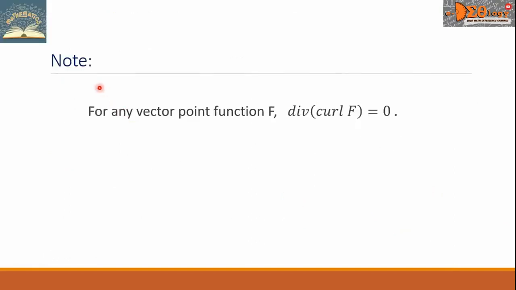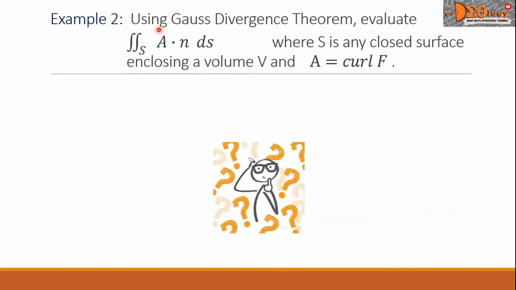Now let us take note that for any vector point function F, divergence of curl F equals 0. Example 2, using Gauss divergence theorem, evaluate the double integral over S of vector A dot n dS, where S is any closed surface enclosing a volume V, and vector A equals curl F.